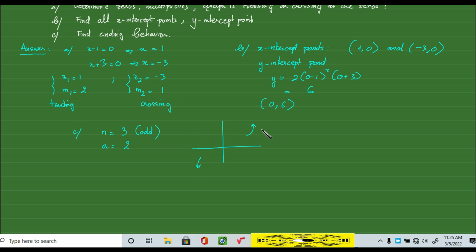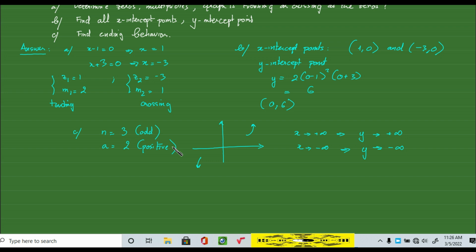going up, applying this to the right hand side, right? Because it's odd, and because a is positive. If it's negative, then the other way around. So from here, I can write the ending behavior: when x approaches positive infinity, then y approaches positive infinity, and when x approaches negative infinity, then y approaches negative infinity. Here you go. That's its ending behavior. So you must know how to do it based on the highest degree and the leading coefficient, which in this case is positive.